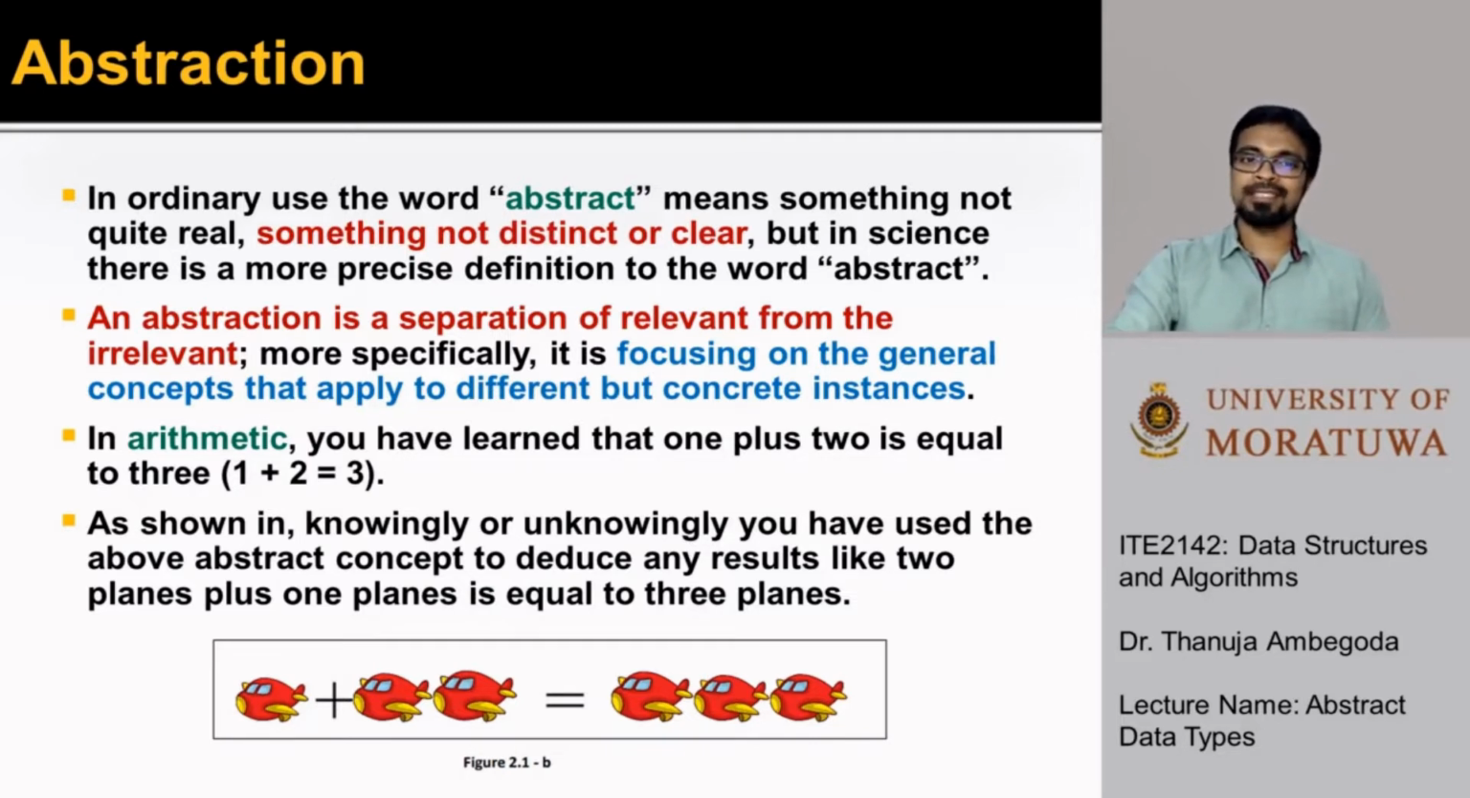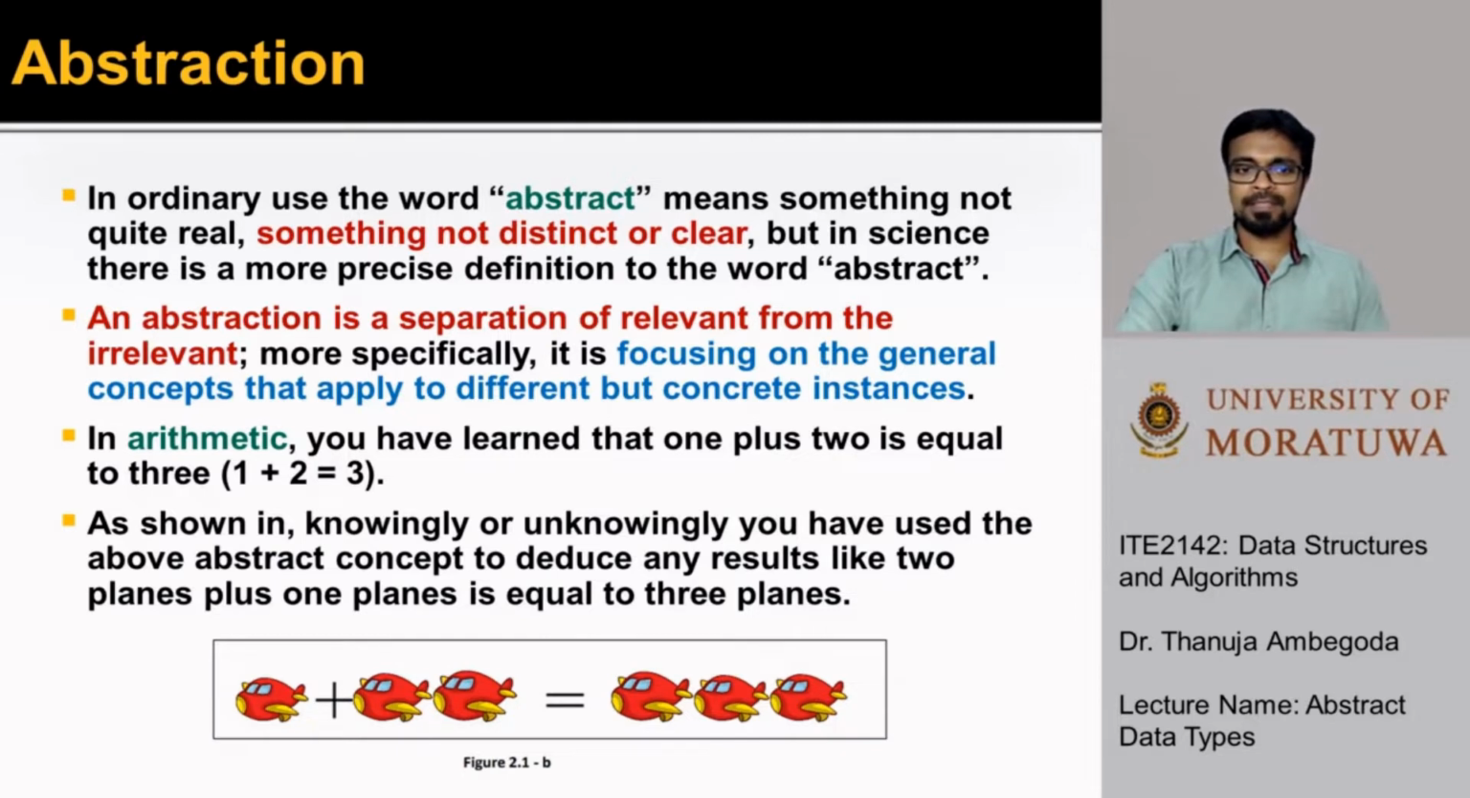So abstraction is a separation of the relevant from the irrelevant when it comes to the more scientific and, let's say, mathematical domains. This is a bit different from the art domain. Let's look at a concrete example in arithmetic.